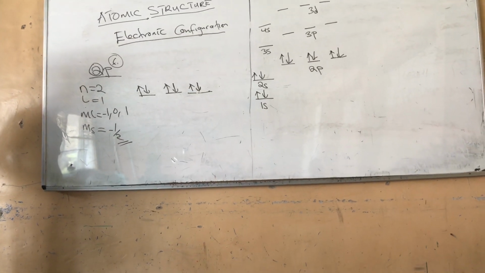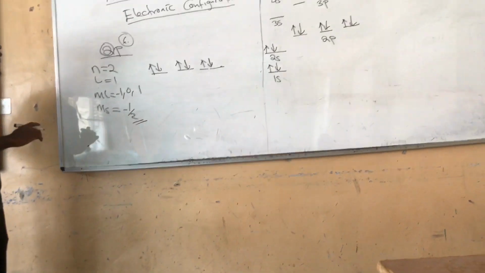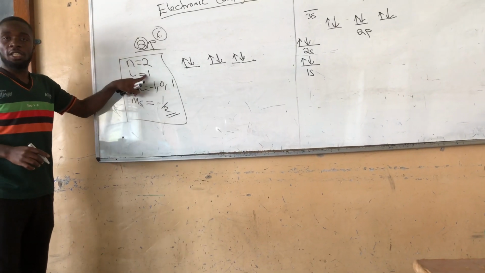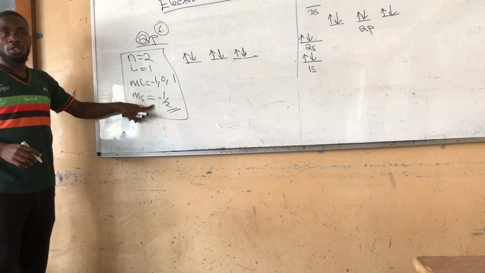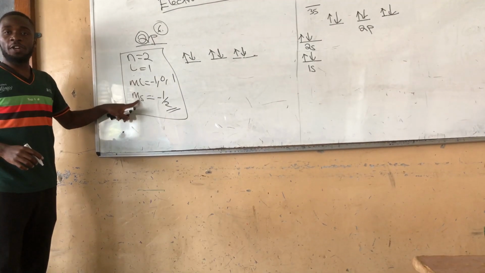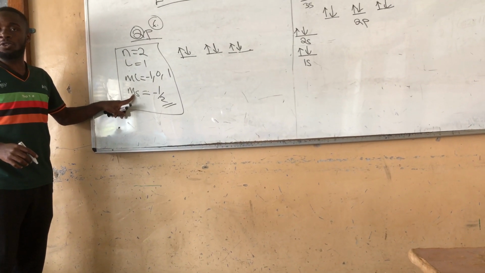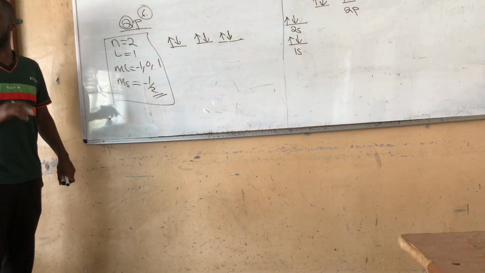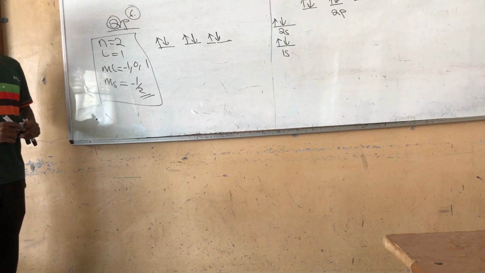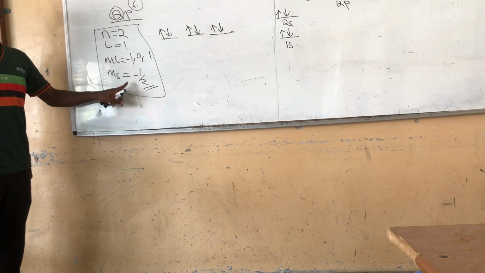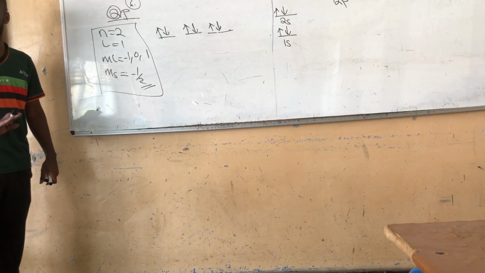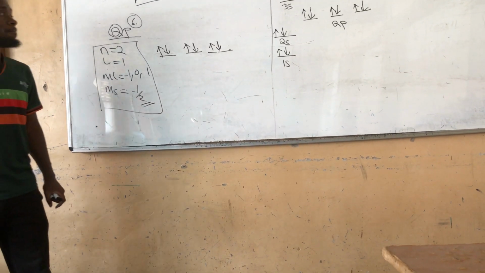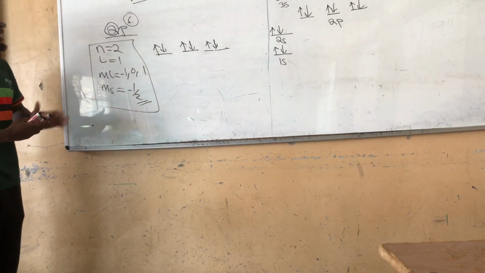So I've seen that they're all different here. That is the Pauli principle of exclusion. They can't be the same. No two electrons can have the same four quantum numbers. I've seen they're all different. That is the principle of exclusion. They can't be the same. So that is the principle of what? Exclusion. Okay, so I've explained this principle here.